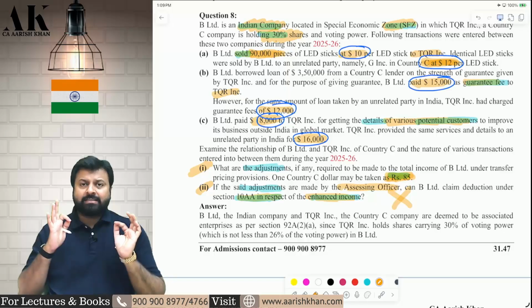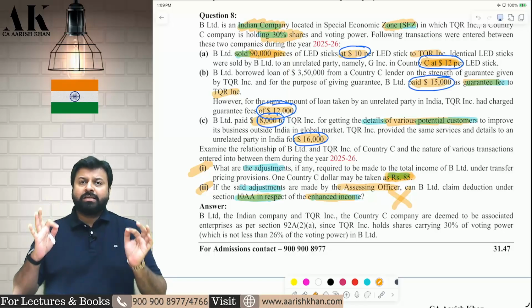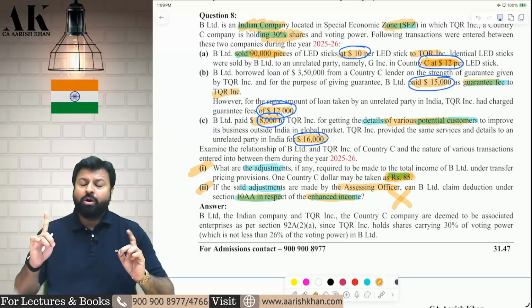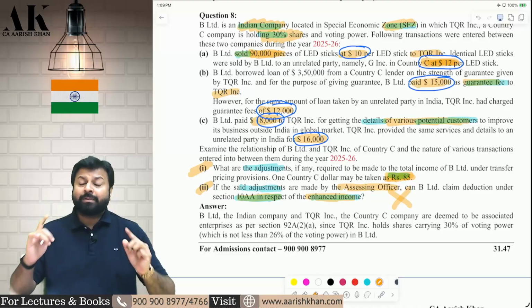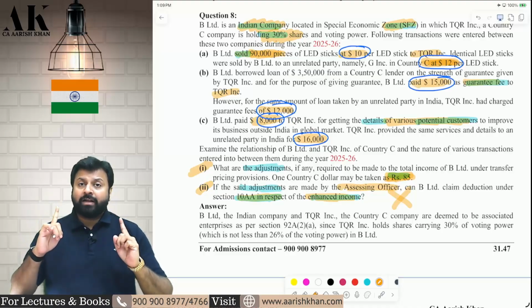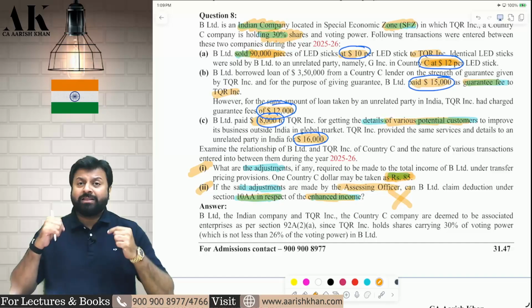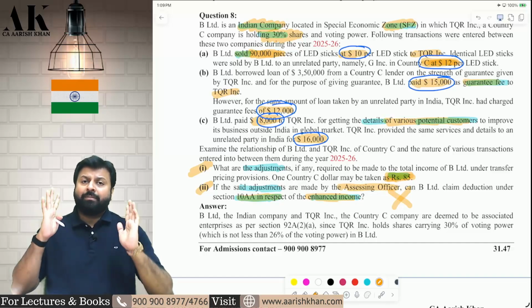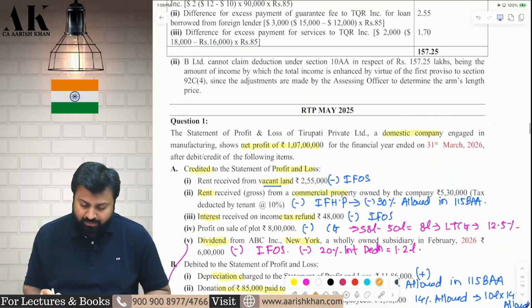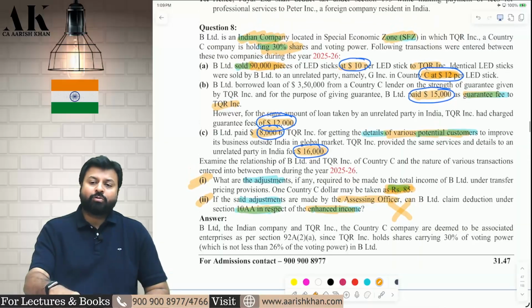If the AO increases the arm's length price, then as per 92C subsection 4 first proviso, you cannot claim profit linked deduction, you cannot claim Chapter 6A on that income, and you cannot claim 10AA on that particular income. So this is what this particular paper is all about.